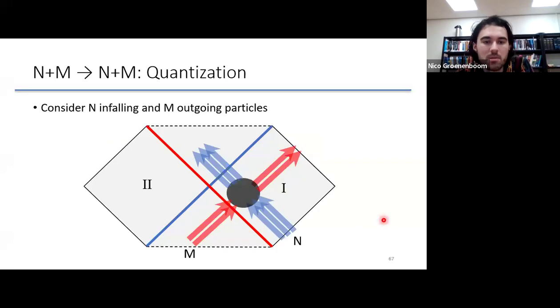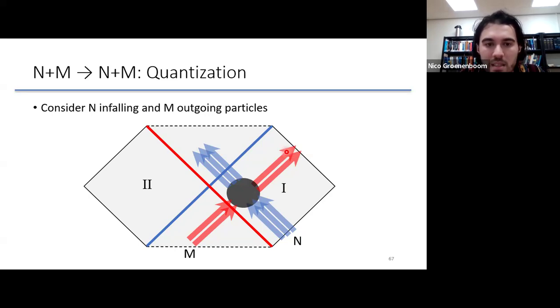So graphically, what we consider is now the following picture. We have n particles coming from asymptotic infinity moving into the black hole. We have m particles that go out of the black hole. There's some interaction in the middle, gravitational interaction that we will calculate. And then they proceed on their path, preserving the total n plus m, because the scattering has to be elastic.